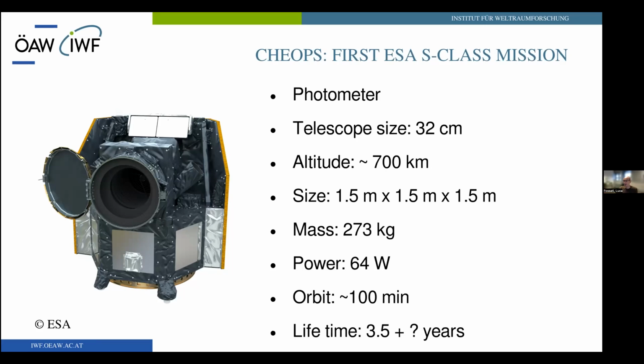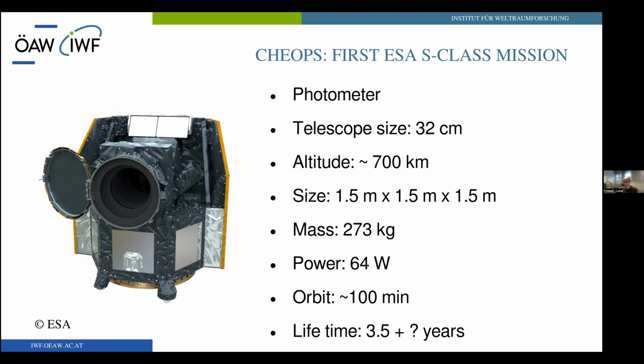It has a very low power consumption, and that's typical of anything that flies in space. It's just about 60 watts, as much as one of the old bulbs. Given the altitude of about 700 kilometers, it has an orbit of about 100 minutes, so it's orbiting very fast around the Earth. And the mission lifetime is 3.5 years plus n number of years, where n is still unknown. It depends on many things.